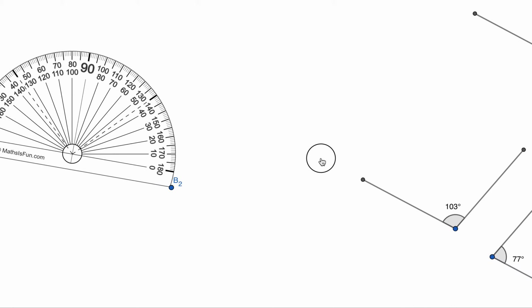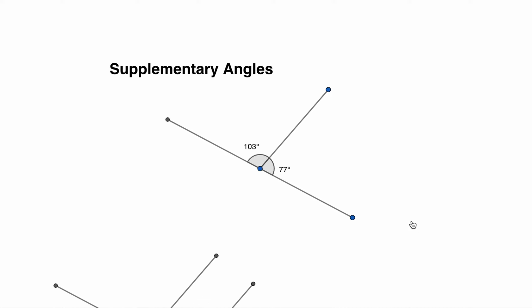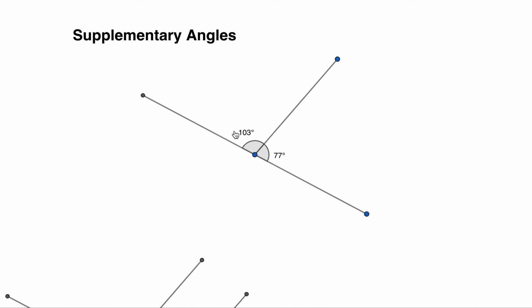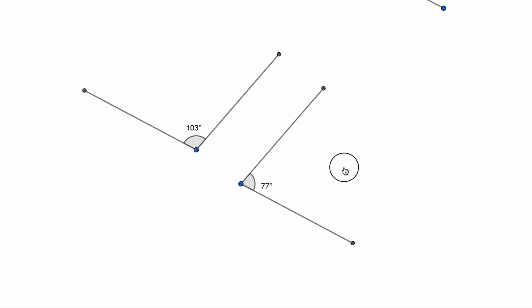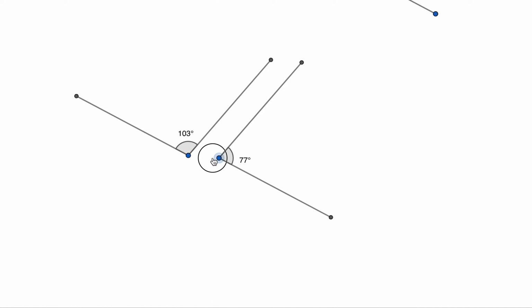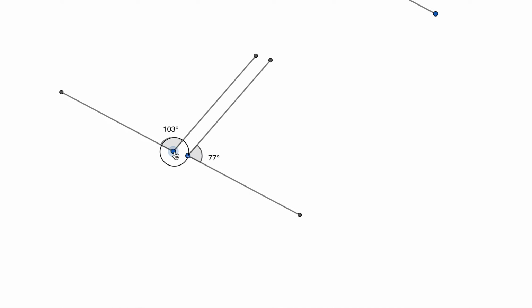Okay, so let's go over here. First of all, we have to look at something like this. If I have two angles like this that, when I put them beside each other, form a straight line, these two angles are called supplementary angles. Angles are called supplementary angles whenever they form a straight line when you put them back to back like this.